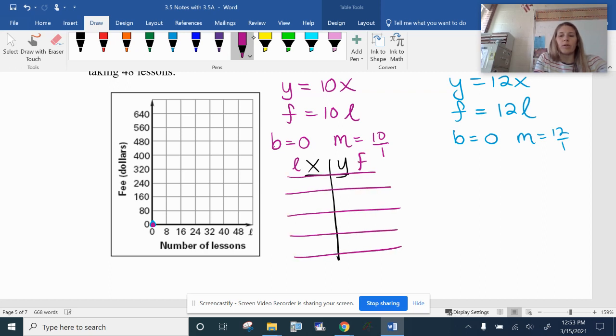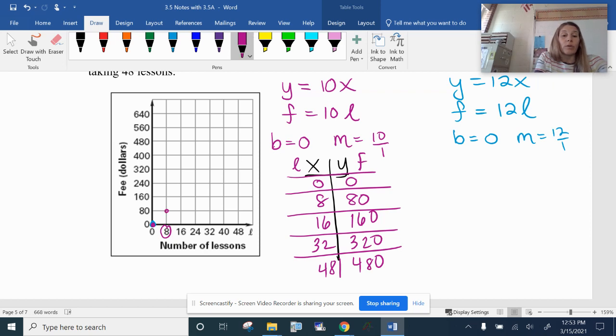So, of course, I'm going to start with 0 because I know that 0, 0 is one of my points. Well, let's say I do 8, right? 10 times 8 is 80. And then let's say I do 16. 16 times 10 is 160. And then let's say I'm going to skip to 32. 32 times 10 is 320. And then I'm going to go to 48. 48 times 10 is 480.